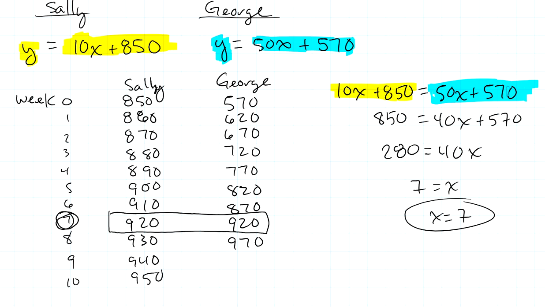So the last question there says, if the SAT test is in 12 weeks, who will score highest? Well, anytime once we pass 7, George is the leading scorer. So 12 weeks out, George should score higher than Sally if these trends persist.